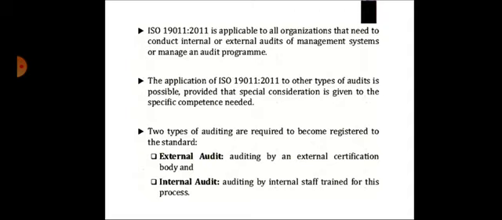ISO 19011 is applicable to all organizations that need to conduct internal and external audits of management systems or manage an audit program. The application of ISO 19011 to other types of audit is possible, provided that special consideration is given to the specific competence needed.